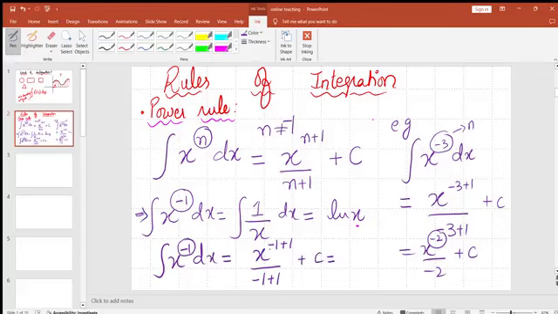So what will happen? -1 plus 1 will become 0, x to the power 0 divided by 0. And you know that something divided by 0 is indefinite. We cannot determine it. This is indefinite. Okay, that's why we cannot apply the power rule on the power -1. That's why there is an exception that whenever you have x to the power -1, the antiderivative or the integration is equal to ln x. Okay.